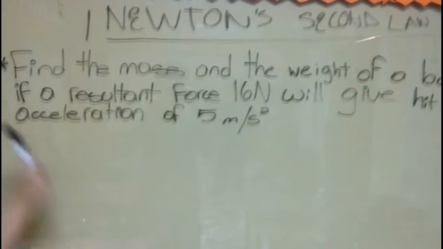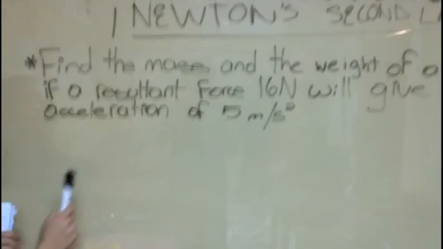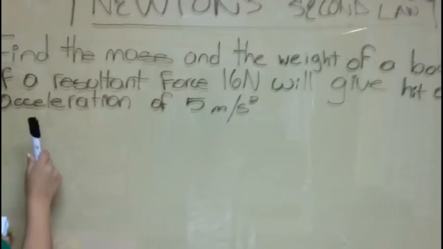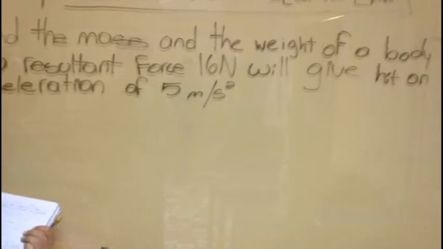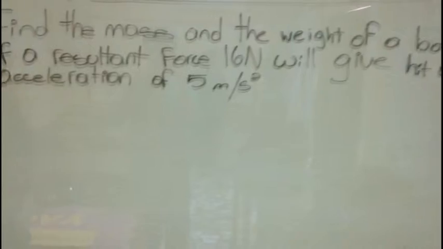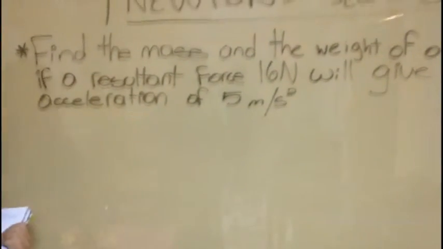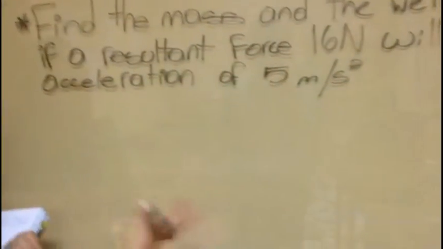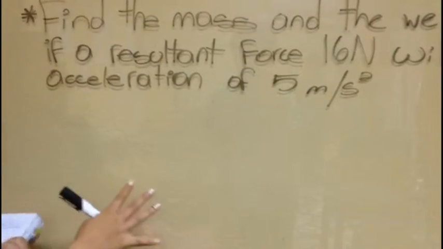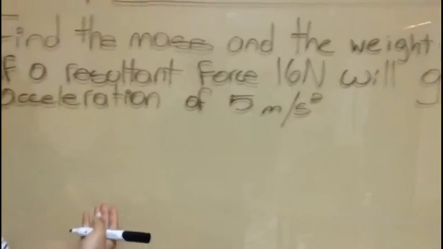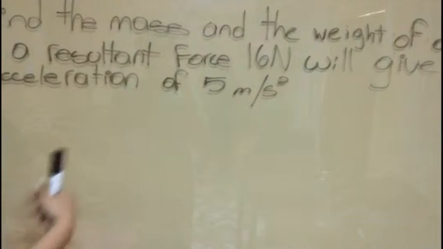Okay, right now we have this example. Find the mass and the weight of a body if a resultant force of 16 newtons will give it an acceleration of 5 meters per second. To make it easier, we separate what the example will give us and what we need.